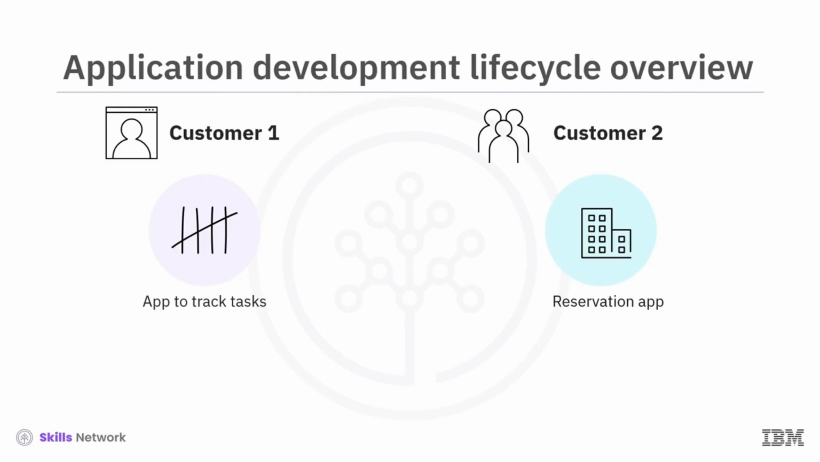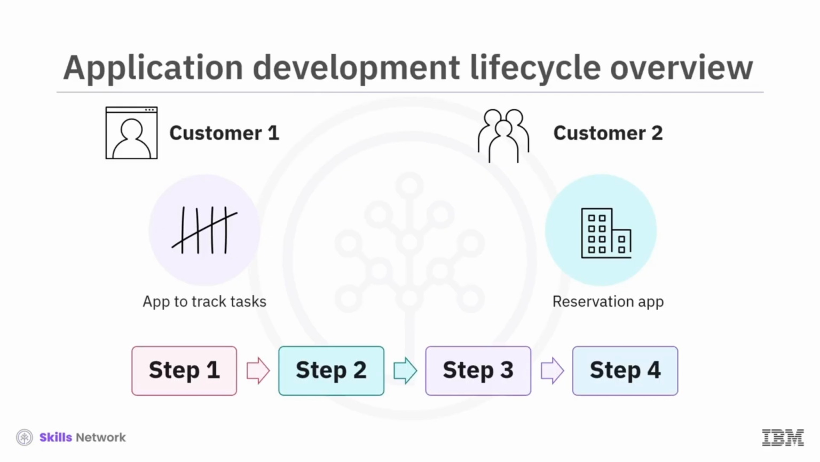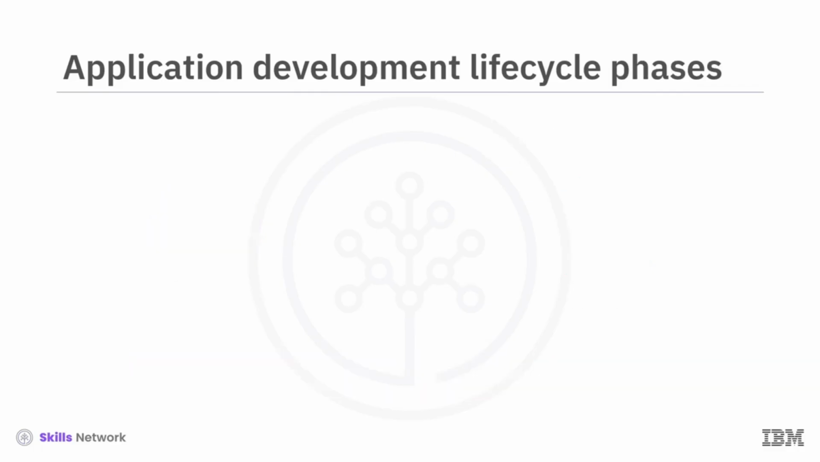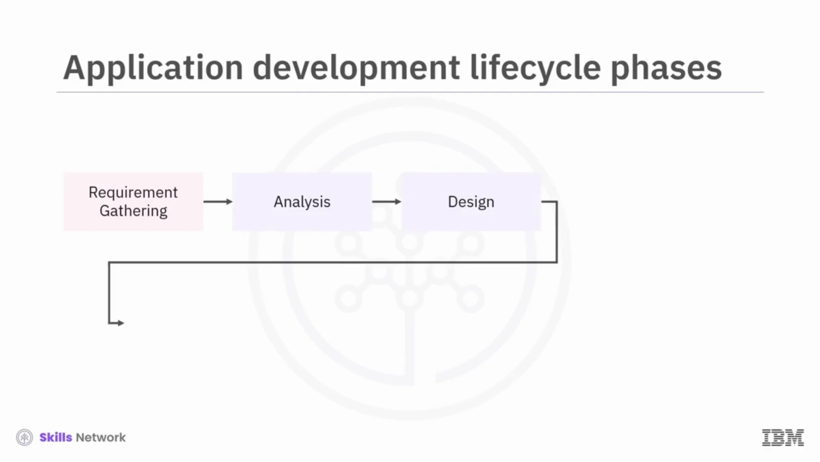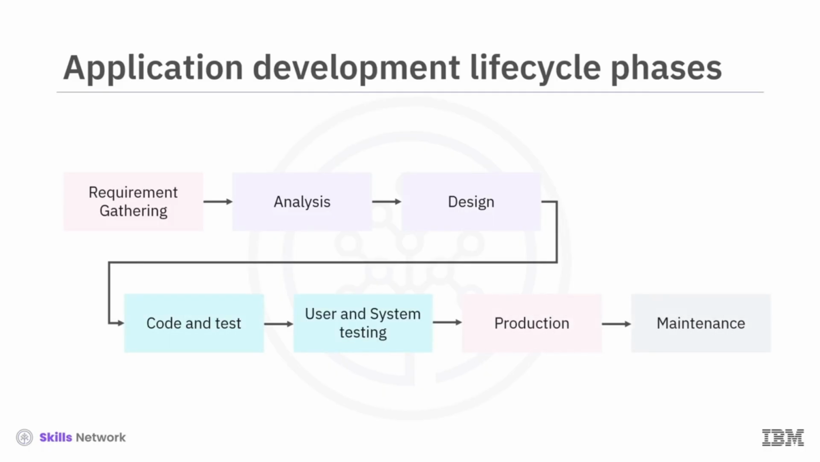for users. Regardless of the application type, every application will go through different phases, called the application development lifecycle. You can divide the application development lifecycle into 7 phases: requirement gathering, analysis, design, code and test, user and system test, production, and maintenance. Let's look at each of the application development phases in detail.